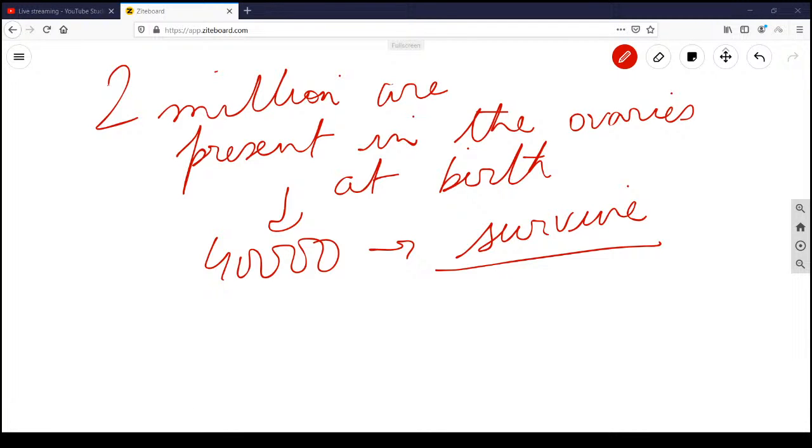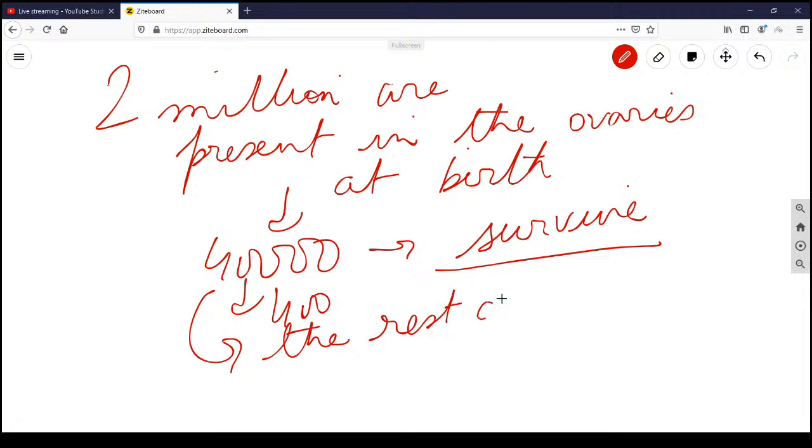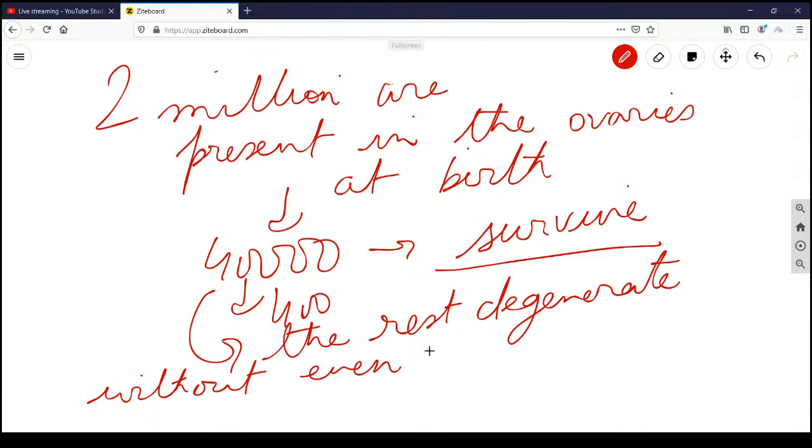Next is, from this number, approximately 400, that is one per menstrual cycle, are actually ovulated in the entire life. The rest of the primary oocytes of the 40,000 degenerate without even leaving the ovary.